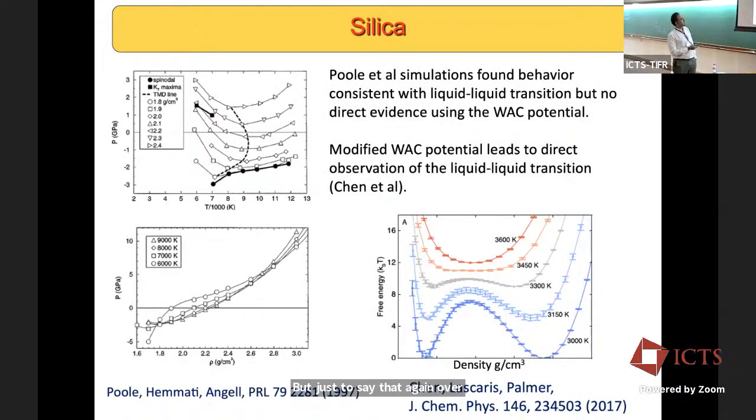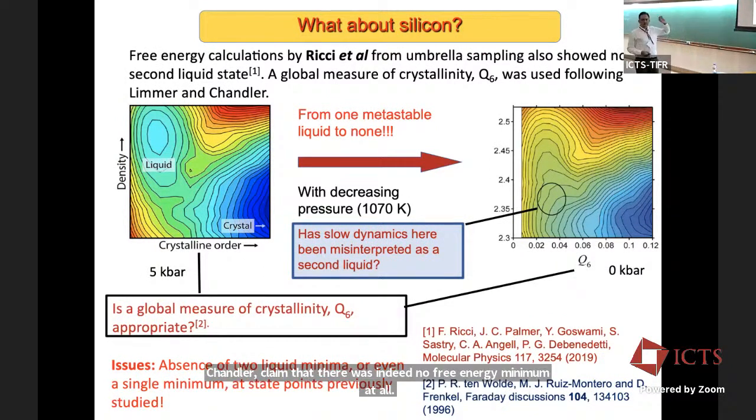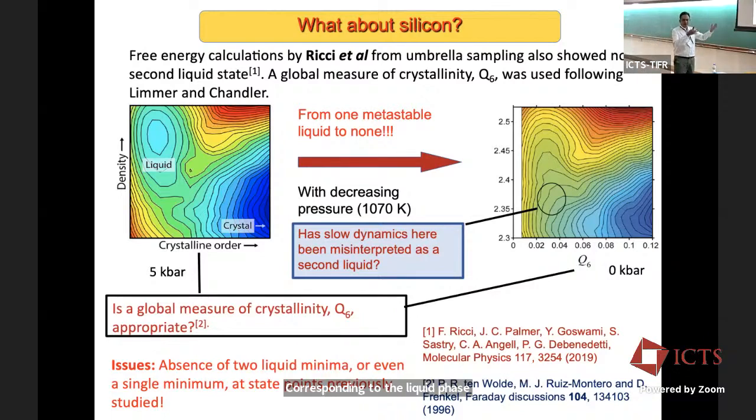but just to say that again, over many years of work, there's also corresponding evidence in the case of silica. And so that brings us to silicon. So what about silicon? And as I mentioned already, the work of Limmer and Chandler claimed that there was indeed no free energy minimum at all corresponding to the liquid phase at conditions where other people like us had performed simulations and thought that there was a metastable liquid that had a finite lifetime.